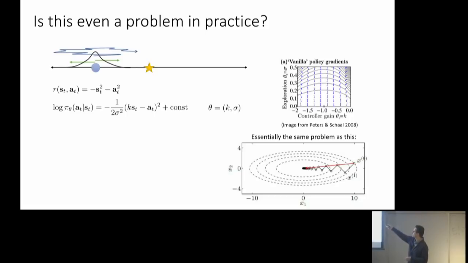If k was a neural net instead of just one number, the same exact problem would still exist, right? So it's not that better function approximation will solve it for you. The problem is with the distribution.